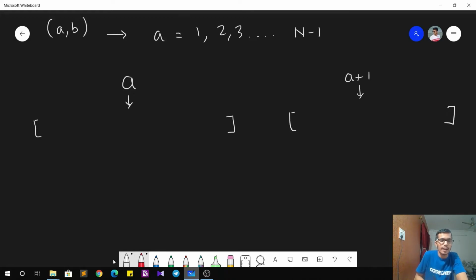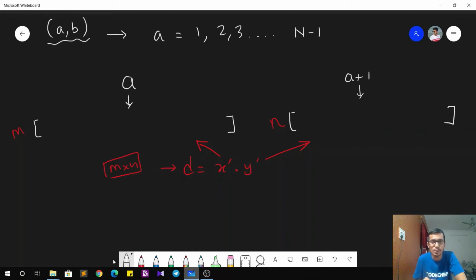Now we have the list of divisors of A and A plus 1. Let's say there are m elements in this list and n elements in this list. So we cannot say that as D has to be of the form x dash into y dash, where x dash belongs to this list and y dash belongs to this list, the total number of ways of D will be m into n. No, we cannot say that directly. Why? Because there is one more important condition that we have to apply. That is, the numbers A and B itself should lie in the range 1 to n, and that we are forgetting.